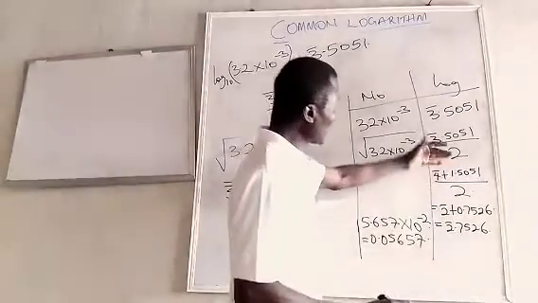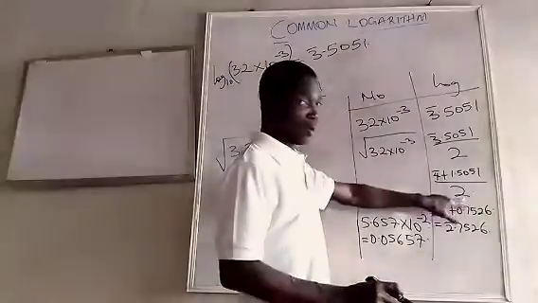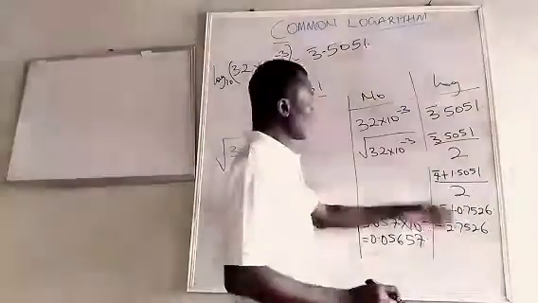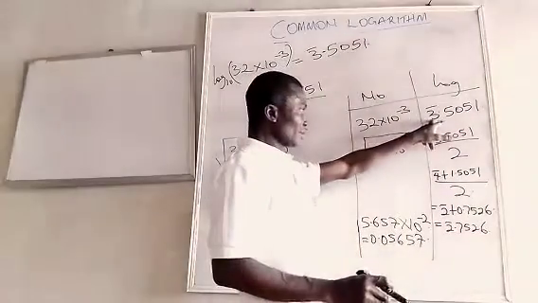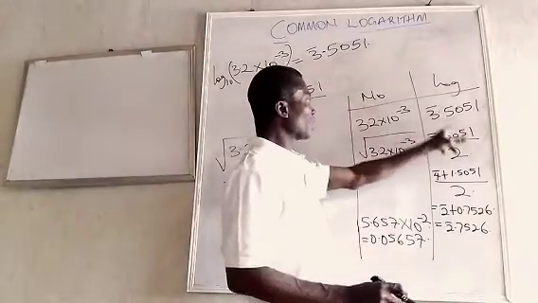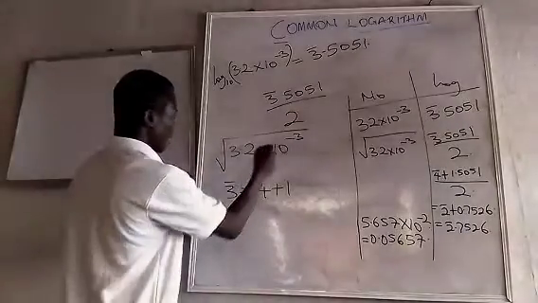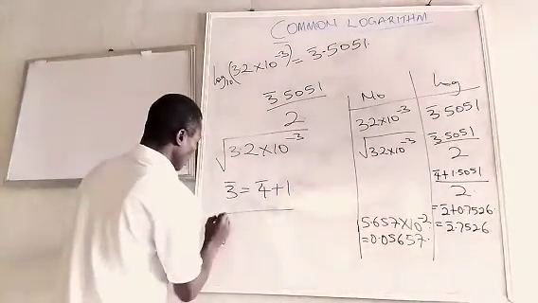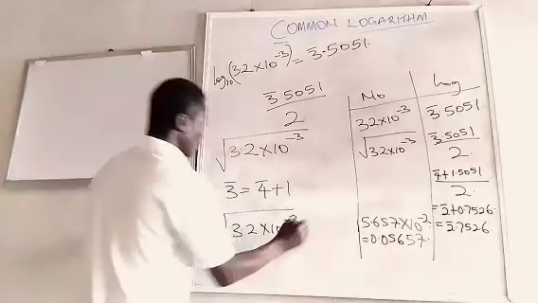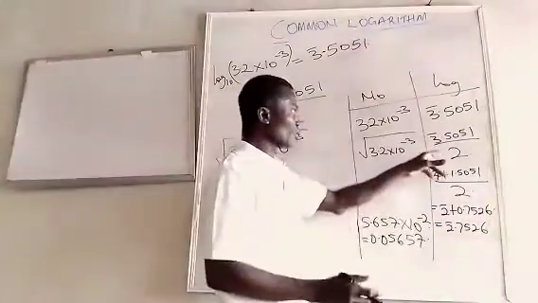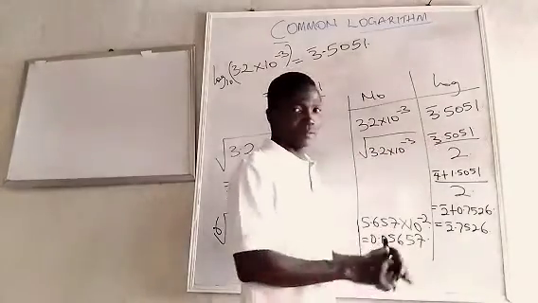The main thing I want to let you see is how we manipulate this. We will make the first number divisible by the number below. Are you getting it? Assuming we want to find the sixth root, we are going to add 3. We make this one bar 6 plus 3.5051. Get what I'm saying? Assuming I want to get the sixth root of 3.2 times 10 to the power minus 3, when I'm working the logarithm, it's going to be bar 6 plus 3.5051.